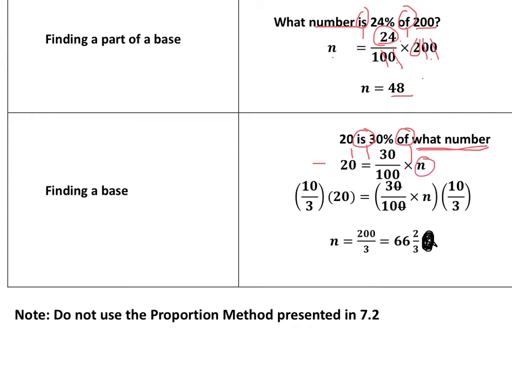So to solve for n, we need to first simplify 30 over 100, which is 3 over 10. I just crossed out a pair of zeros. And then I take the reciprocal of 3 over 10 to be 10 over 3. As you can see, we have two fractions, 10 over 3 on both sides. And then I can cancel out the 10, and then cancel out the 3. Now I get the variable on one side. And then I can multiply 10 to 20 to get 200 over 3. And I can rewrite that as 66 and 2/3. And that will be my base. There's a misprint here, so just ignore it. Note, please don't use the proportion method presented in 7.2 because I want to make things easier for you guys.